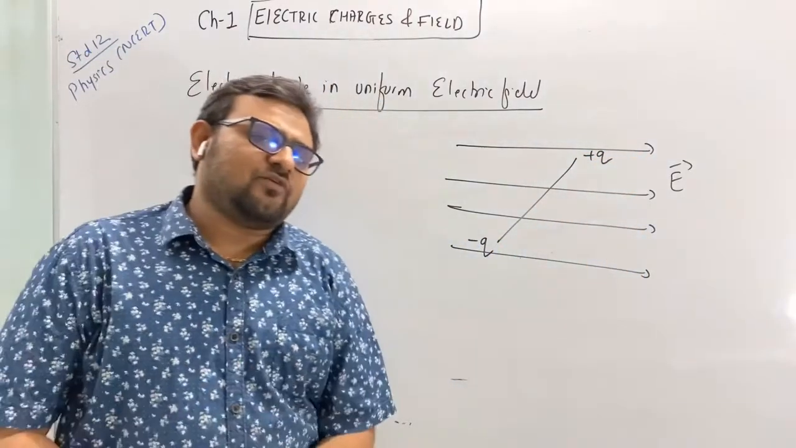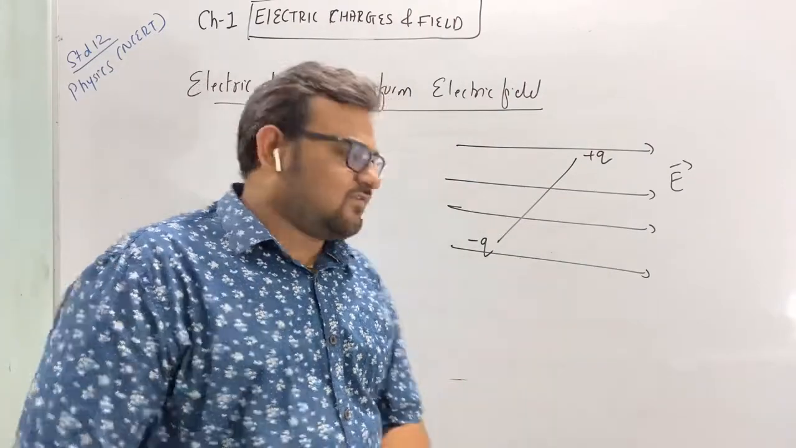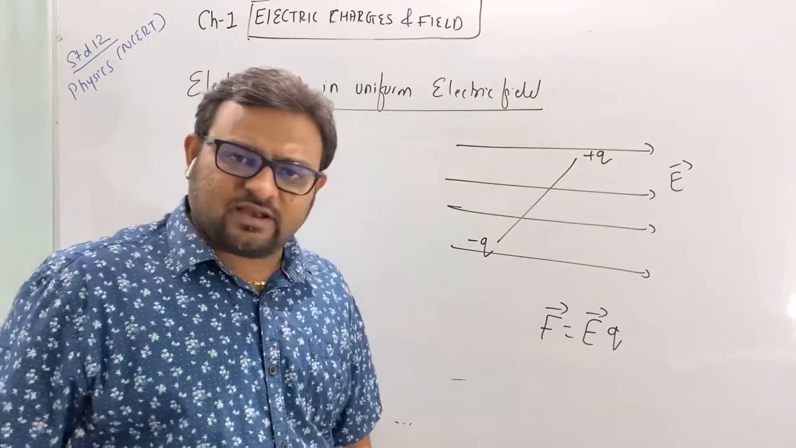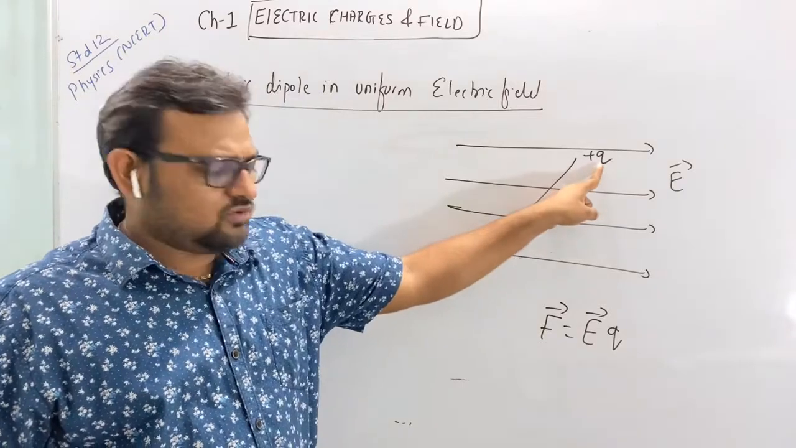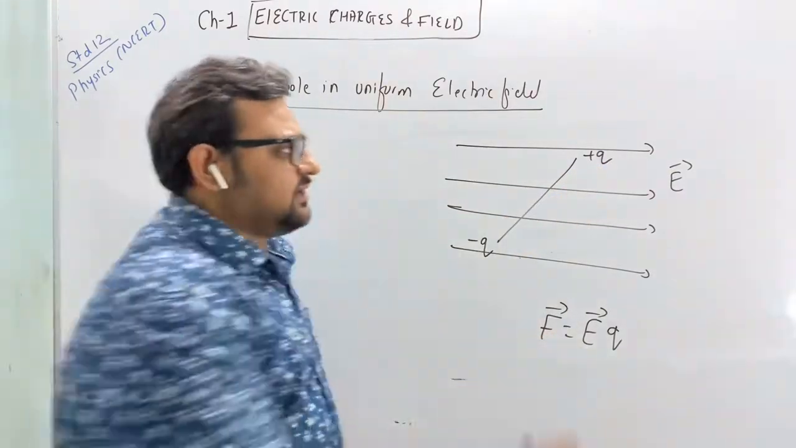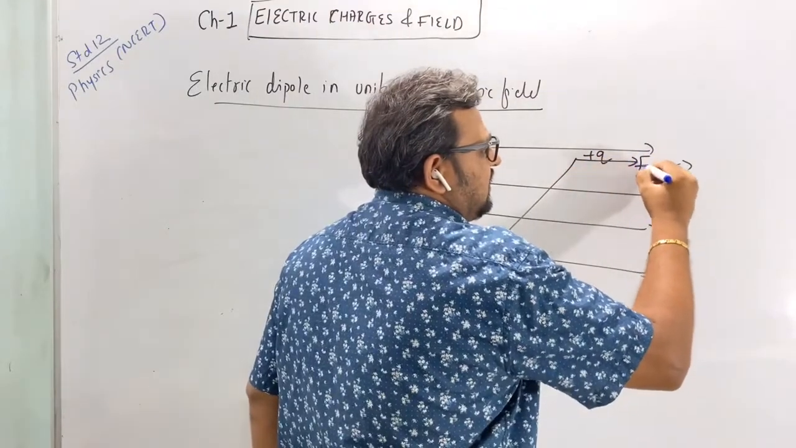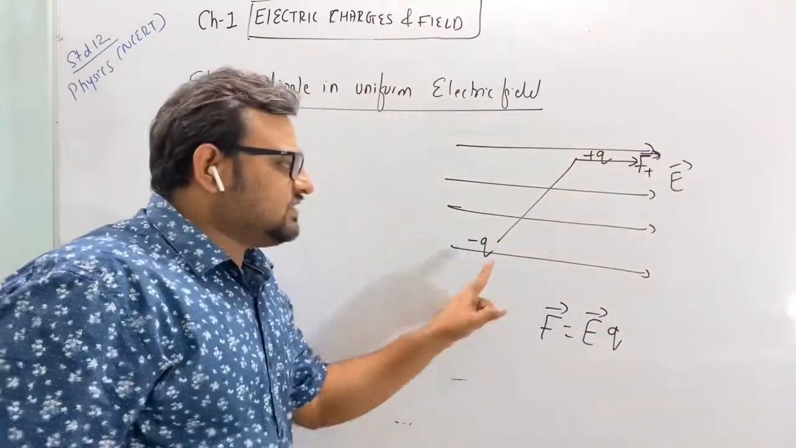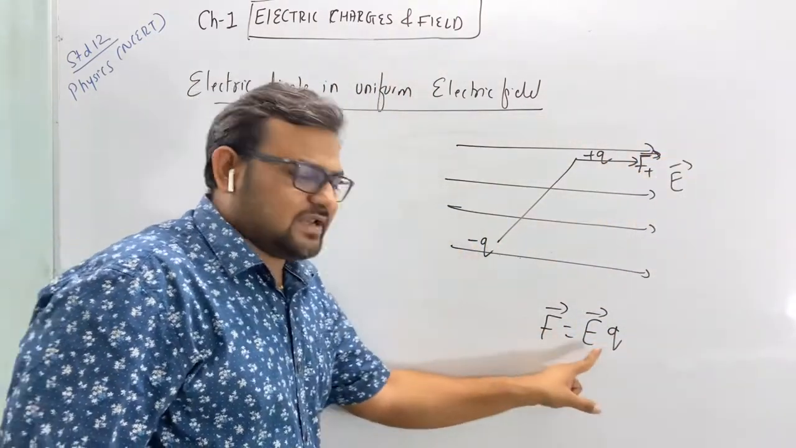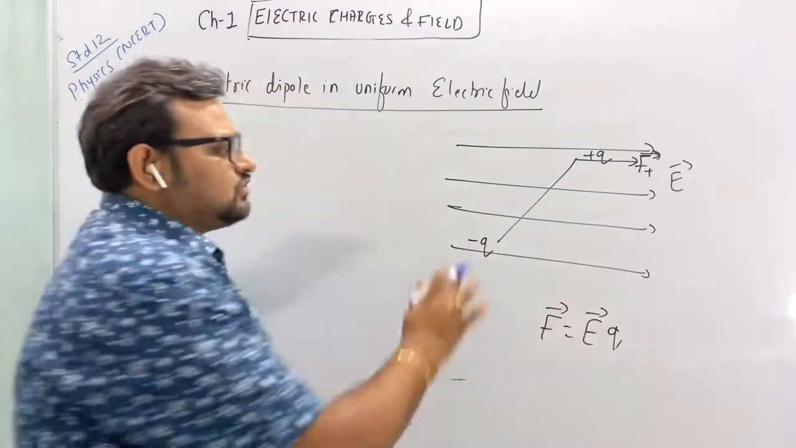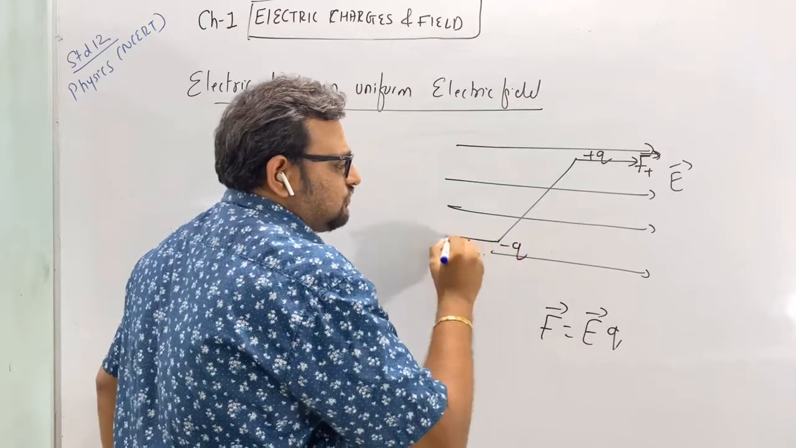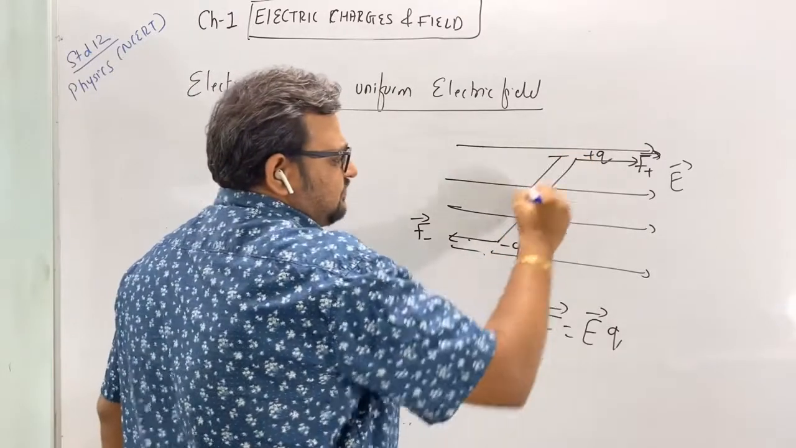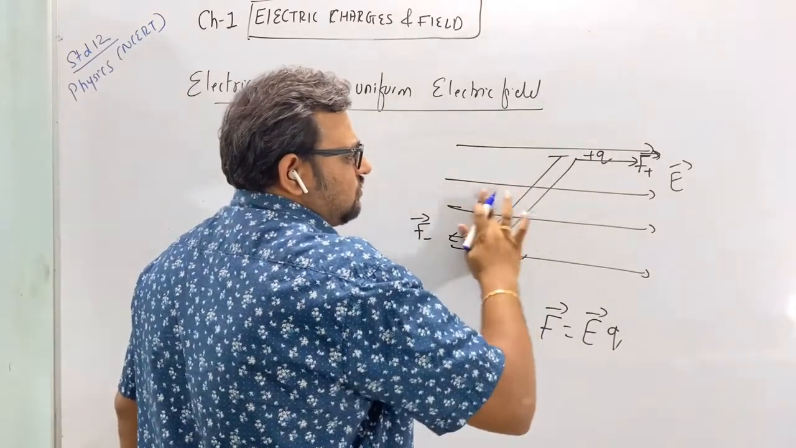The formula for force acting in a uniform electric field is F equal to EQ, right? Here Q is positive, so the direction of F and E will be the same. The force acting on this will be F plus. But in this case, Q is negative, so minus EQ, the direction of force will be opposite. So that is the force acting on the negative charge. Clear? Let the distance between them be equal to 2a.